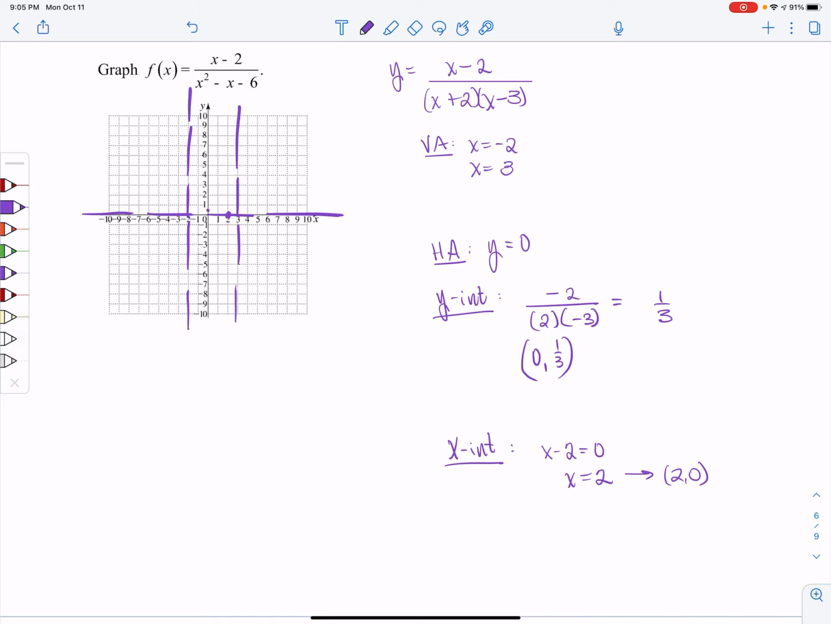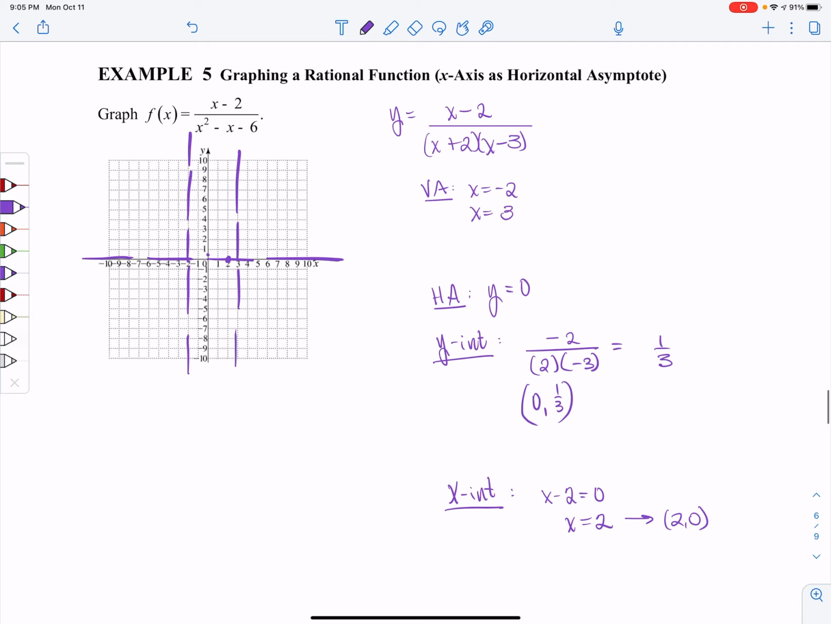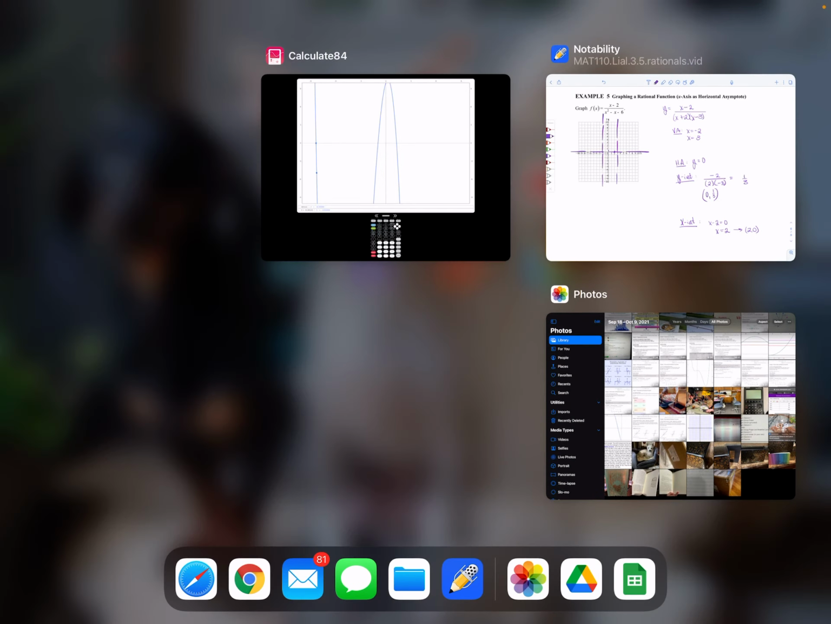All right, so now we're going to head over to my graphing calculator. So if we'll pull that up. Sorry, I don't have mine pulled up. There we go.